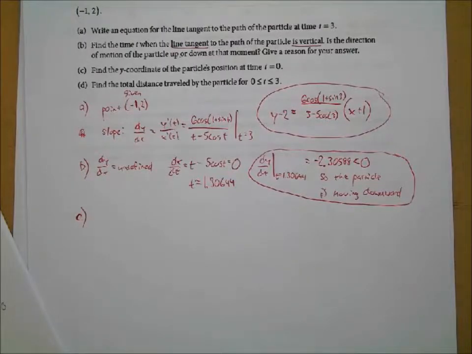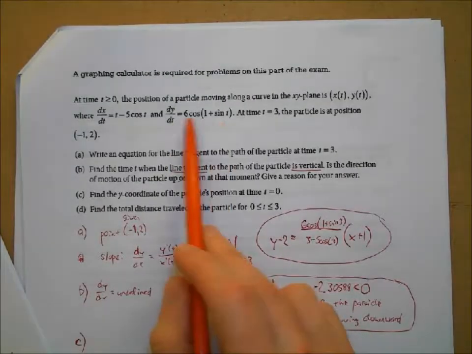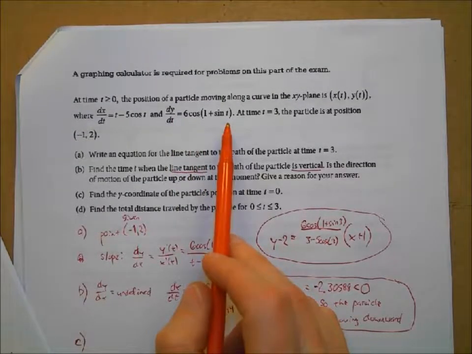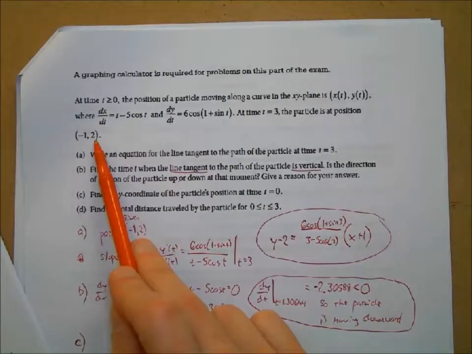Okay. So we have a couple options here, right? Option 1, we're just trying to find the y-coordinate of the particle's position. We know dy/dt, and we're trying to find y of 0, okay? So we could integrate this, get the plus c, and use our point that at time t equals 3, the y-coordinate is 2, to get that c value.